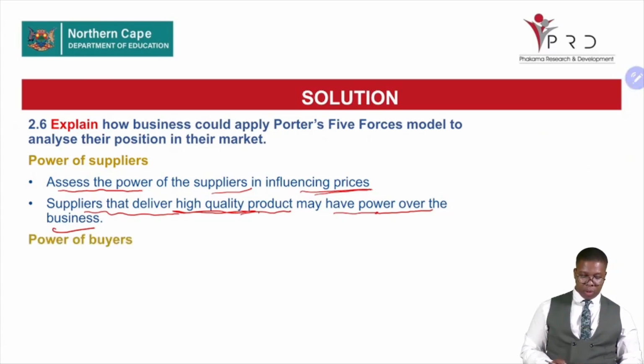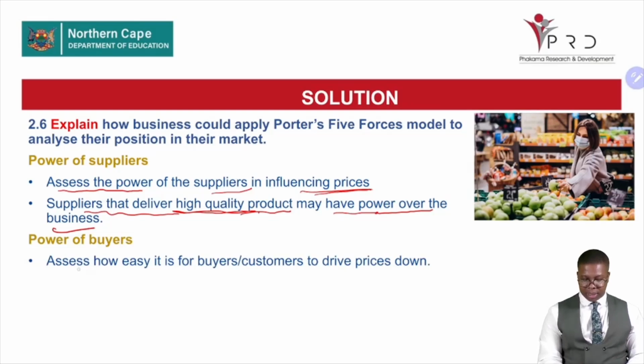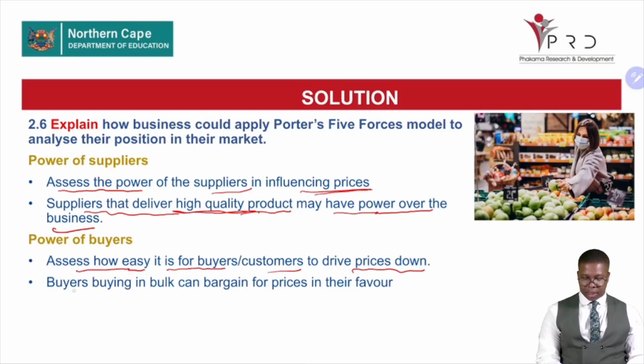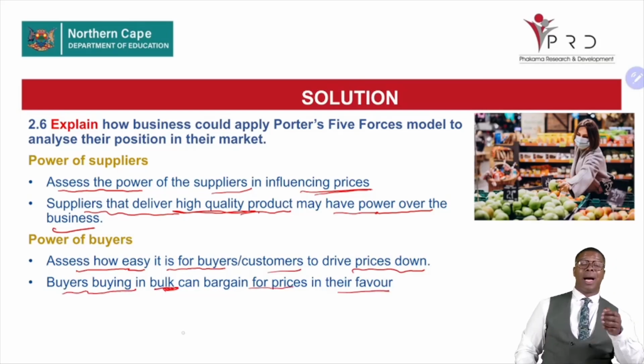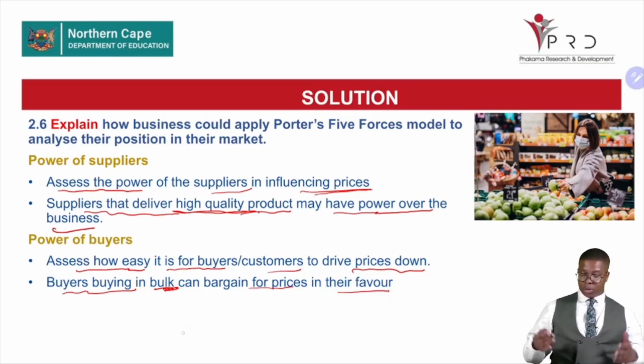Then as we proceed, we look into the power of the buyer. So what is the business going to check here? The business has to assess how easy it is for buyers or customers to drive down the price. And another aspect is that buyers buying in bulk can bargain prices in their favor. So this is to say other buyers will buy in bulk, and as they buy in bulk, they can demand a discount, which will help to reduce the price. So this is how a buyer can reduce the price.